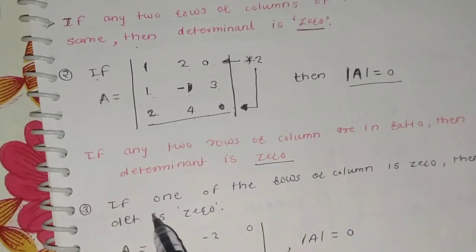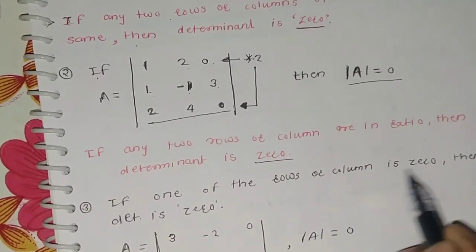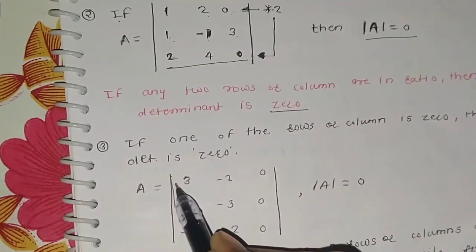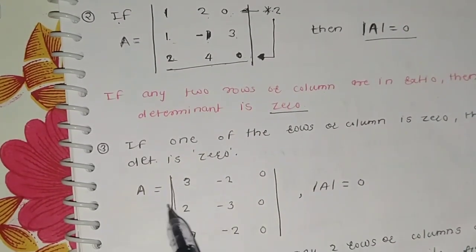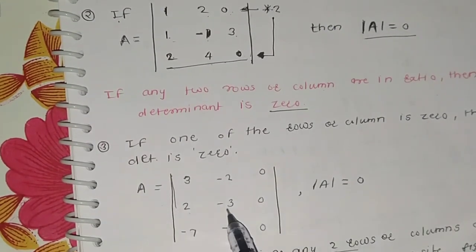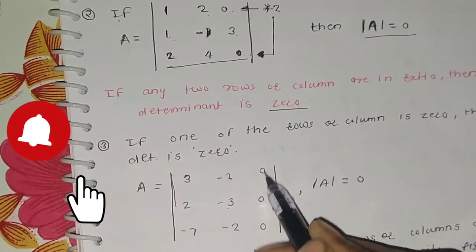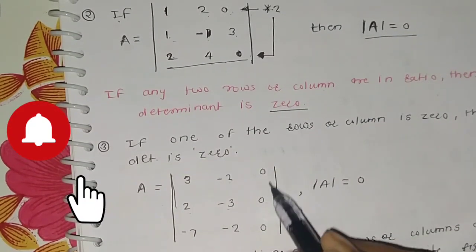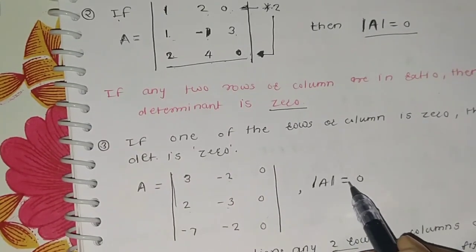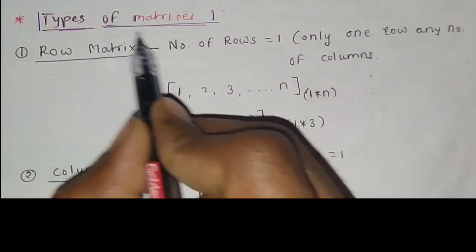So here, if one of the rows or columns is 0, then determinant is 0. You can see here this matrix A. Here 3 minus 2 0, 2 minus 3 0, minus 7 minus 2 0. So here in the third column all elements are 0. So directly determinant 0. Next we are starting with the types of matrices.